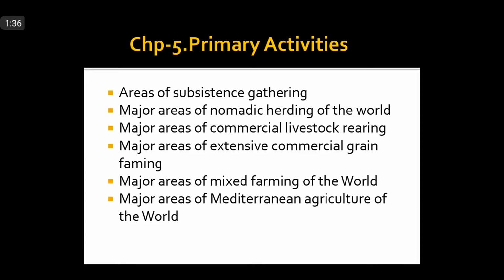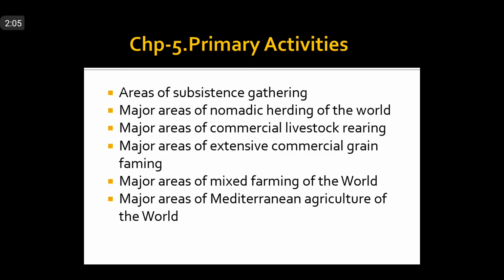Then the fifth chapter, Primary Activities. The questions are usually asked like areas of subsistence gathering, major areas of nomadic herding of the world, major areas of commercial livestock rearing, extensive commercial grain farming, major areas of mixed farming of the world, and major areas of Mediterranean agriculture of the world.